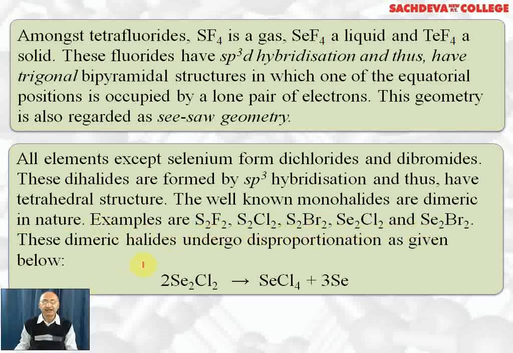These dimeric halides undergo disproportionation reaction, that is, they get oxidized as well as reduced. Diselenium dichloride undergoes disproportionation to selenium tetrachloride plus selenium is formed. Here selenium is +1 oxidation state. It is getting oxidized to +4 and getting reduced to 0 oxidation state.